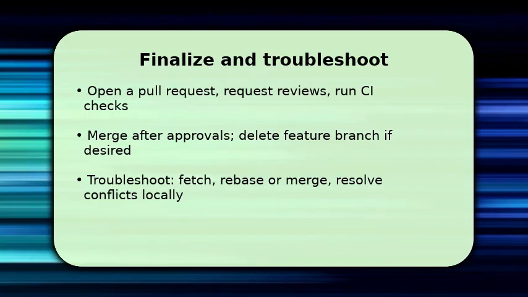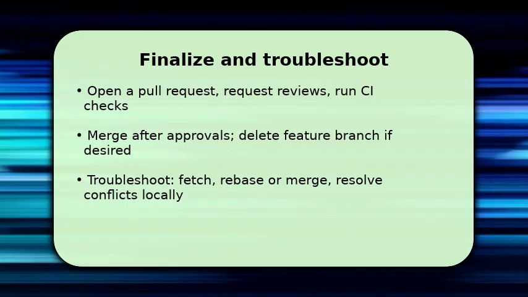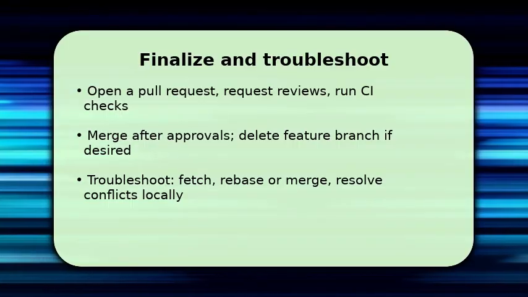If something goes wrong, fetch remote changes and rebase or merge locally to resolve conflicts, then push an updated branch. This prevents accidental overwrites. One key troubleshooting tip: if CI fails, run tests locally with the same environment to reproduce and fix errors before repushing.